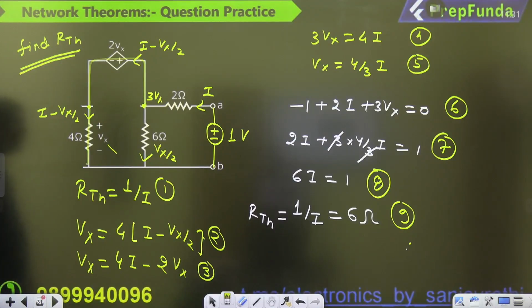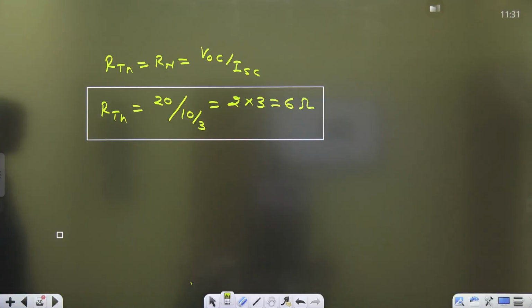So we have to find the Thevenin's equivalent, Norton's equivalent, both, because we have the ISC, VOC, RTH, RN. RTH and RN are same, 6 ohm. This is the 6 ohm.